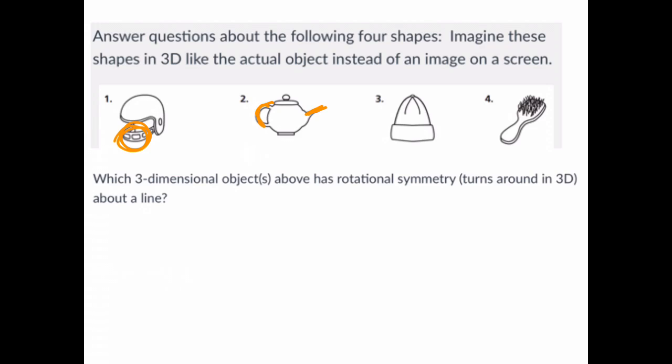The hat, however, as it turns around, the beanie, the left side and the right side will be exactly the same. The front and the back will look exactly the same as it turns around. So the hat is definitely a yes. And then the hairbrush, as it turns around, one side, of course, has all the bristles and the back side does not. So the answer for this question is only the hat.